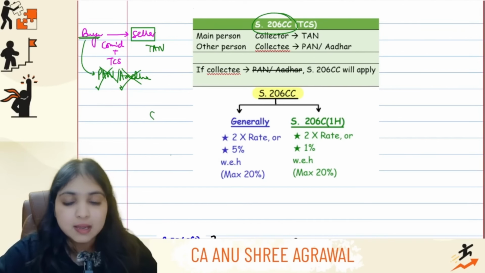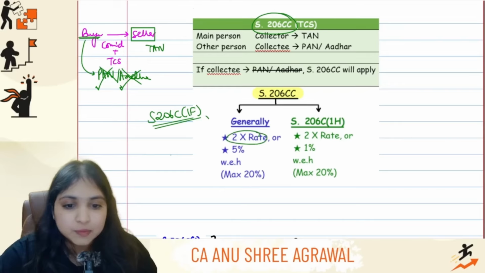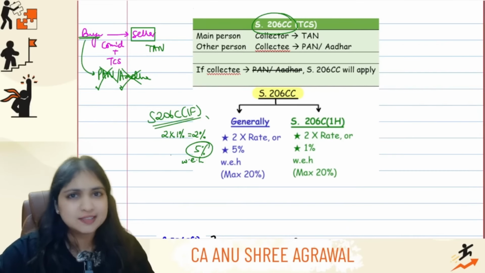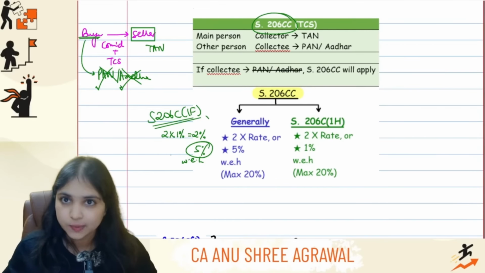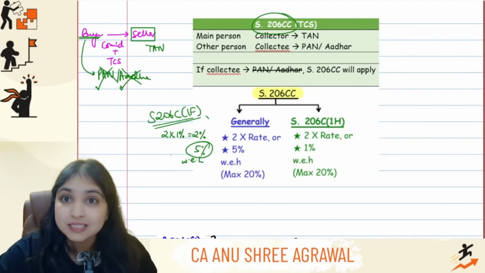Like for example, let's say 206C1F is applicable, okay, and the buyer is neither giving PAN nor giving Aadhaar. So the TCS rate will be 2 times the rate. In 206C1F, the rate is 1%. So 2 times of 1% will be 2% or 5%, whichever is higher. Which is higher? 5%, but it should not exceed 20%. Yes, it is not exceeding 20%. So 2 times the rate or 5%, whichever is higher, but maximum 20%.